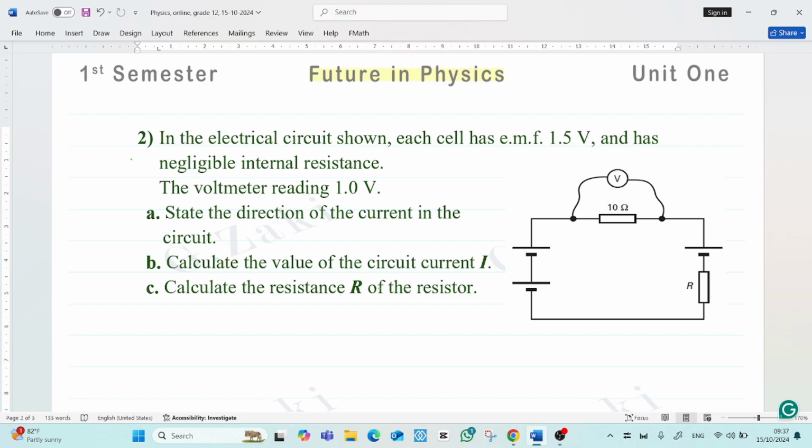In the electrical circuit shown, each cell has EMF 1.5 volt. How many cells do we have? We have 3. So this cell is 1.5 volt, this cell is 1.5 volt, and also this 1.5 volt. It has negligible internal resistance. The voltmeter reading is 1 volt. So the reading here is 1.0 volt. Now, state the direction of the current in the circuit.